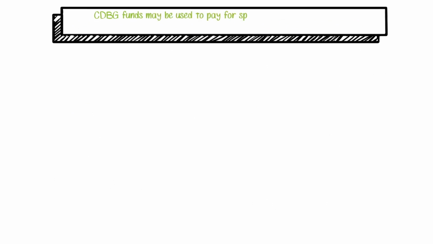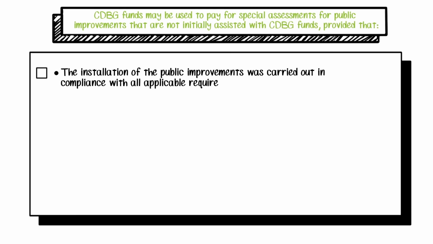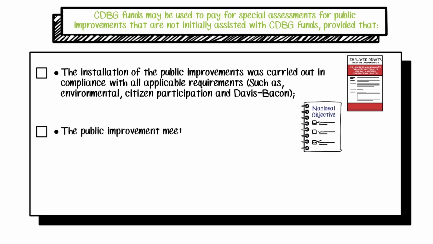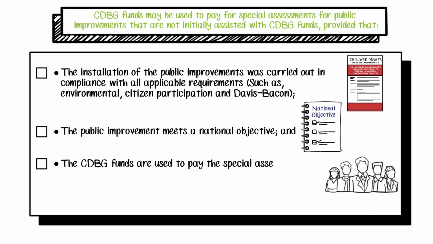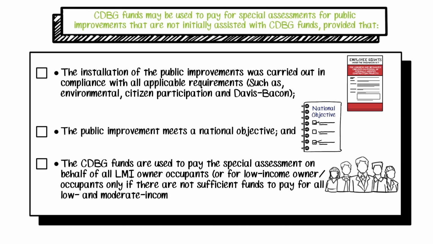CDBG funds may be used to pay for special assessments for public improvements that are not initially assisted with CDBG funds, provided that the installation of the public improvements was carried out in compliance with all applicable requirements, such as environmental, citizen participation, and Davis-Bacon. The public improvement meets a national objective, and the CDBG funds are used to pay the special assessment on behalf of all LMI owner-occupants, or for low-income owner-occupants only, if there are not sufficient funds to pay for all low and moderate-income owner-occupants.